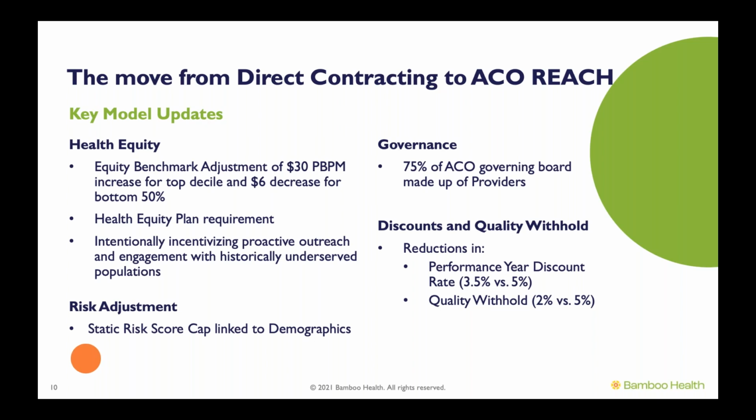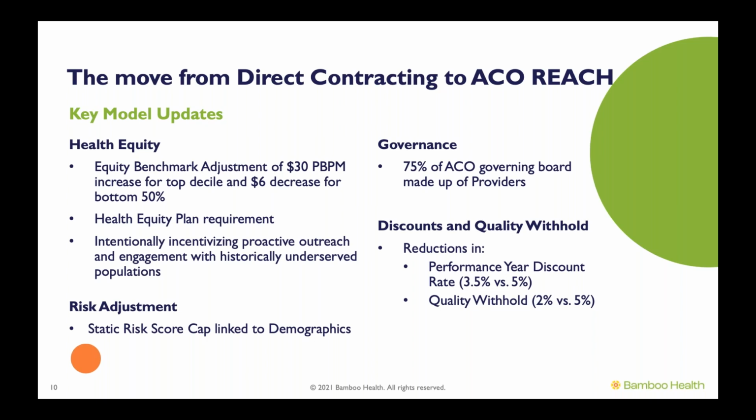Now, on the discounts and quality withhold side, just a couple of changes to note here. So first of all, in response to feedback from provider stakeholders in direct contracting, CMS has reduced the discount in the ACO REACH model to range from 2% to 3.5% over the duration of the model, compared to in the direct contracting model where it topped out at 5%. And CMS also has reduced the quality withhold to 2% for performance years 2023 through 2026, which is again compared to a 5% quality withhold in direct contracting for those same years.